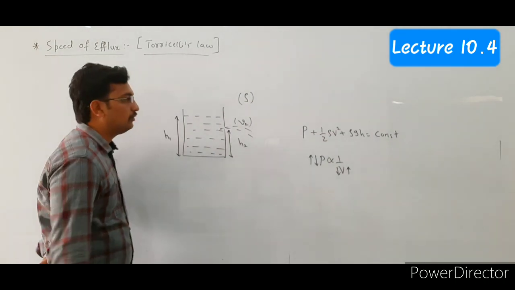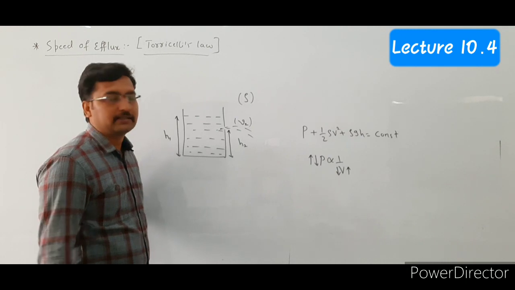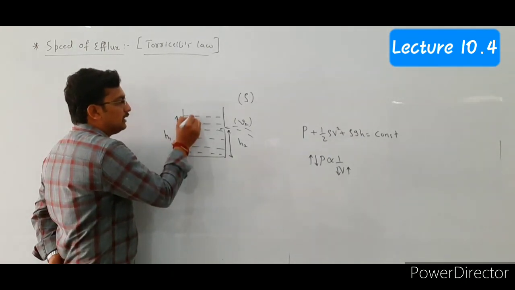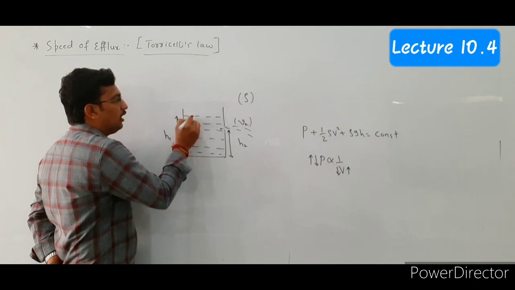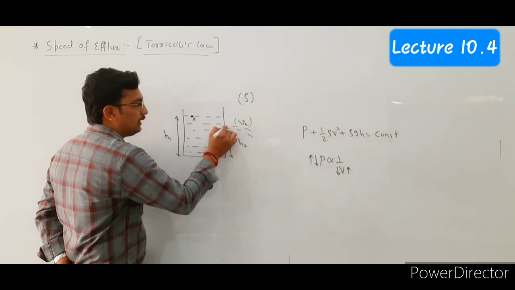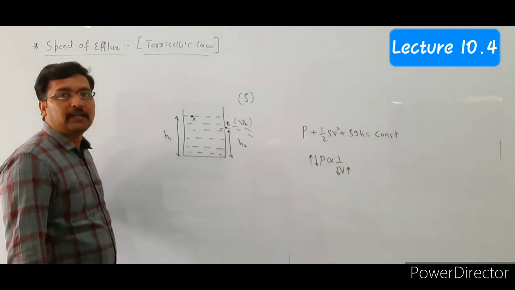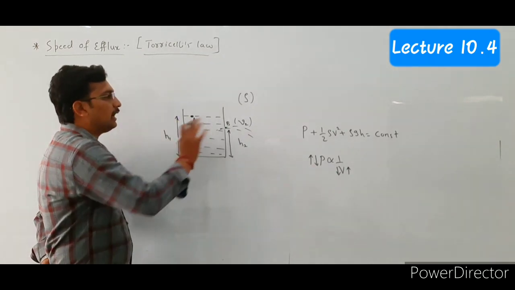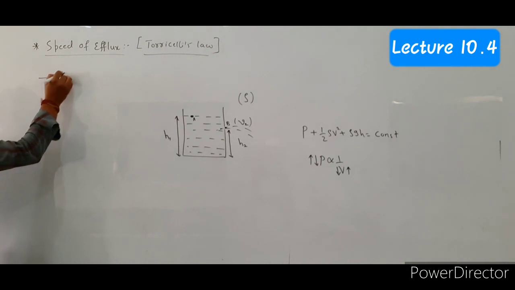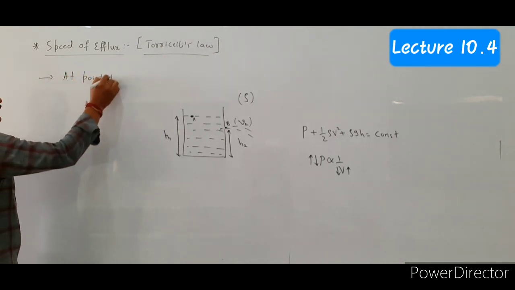In this case we are going to find the expression to calculate the speed of efflux. First, we consider two points: the first point A on the surface of the liquid and the second point B. Here we are going to apply Bernoulli's principle at point A and at point B. The first one at point A.